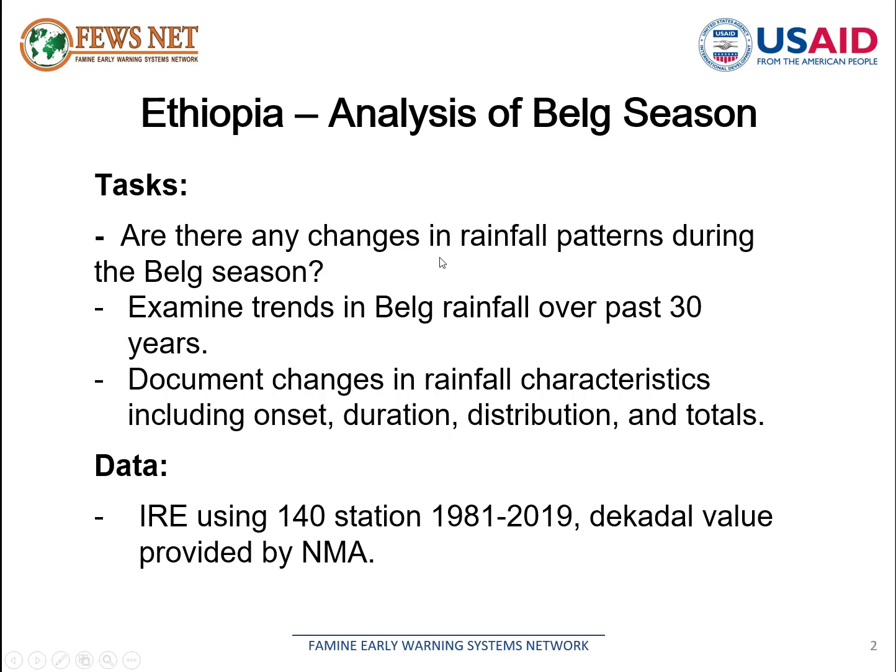Are there any changes in rainfall patterns during the belg season? We're going to examine the last 39 years now. And we are using improved rainfall using GeoClim for 140 stations, most of the time 140. There were many times that were only 50 stations. Decadal values from 1981 to 2019.